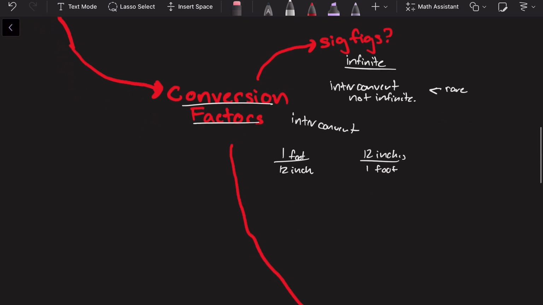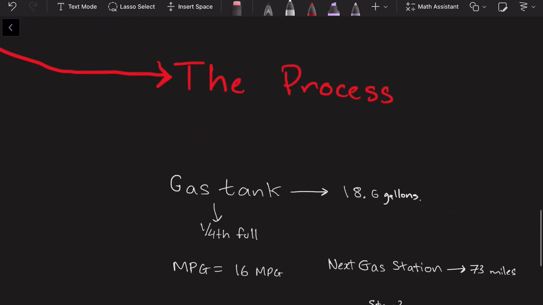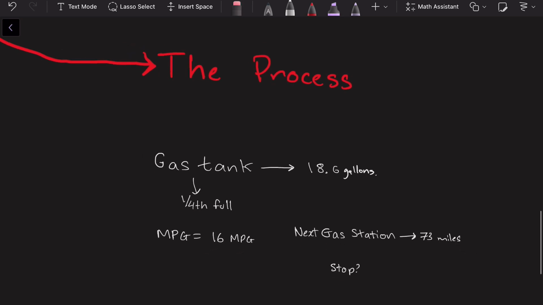Now let's go through an example in which you will use dimensional analysis to understand how to solve a question you might encounter. Here we have a gas tank that can hold 18.6 gallons. It is 1/4 full, and if the car gets 16 miles per gallon and the sign says the next gas station is in 73 miles, should we stop or should we keep going?